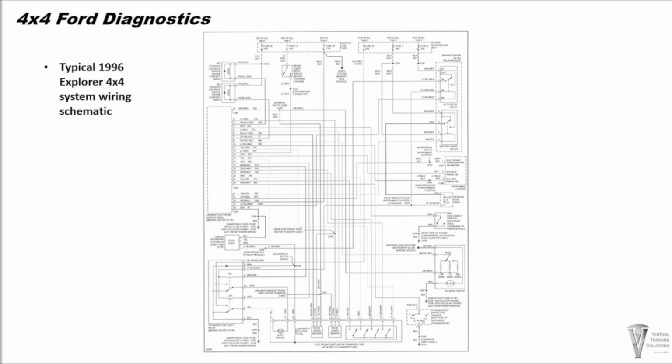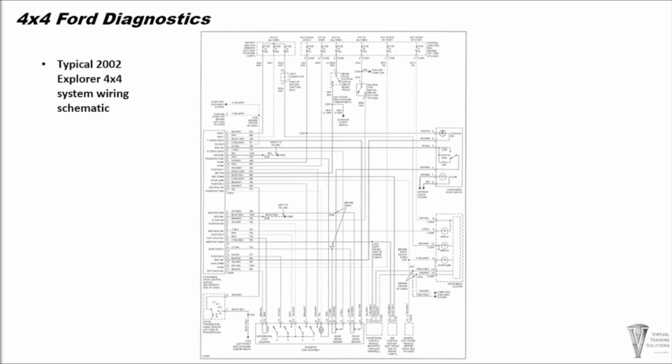This is what a typical 1996 Ford Explorer 4x4 system wiring schematic looks like. This is a typical 2002 Ford Explorer 4x4 system wiring schematic.